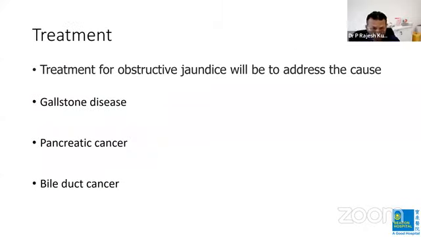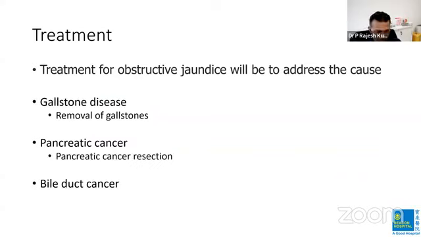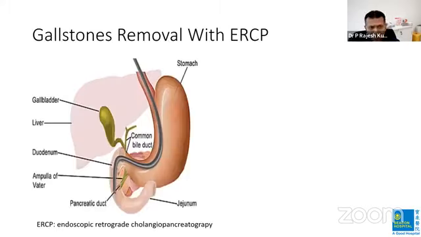So next, how do we treat these conditions that lead to jaundice? The fundamental principle of treatment is to remove the underlying cause. If it's a gallstone, remove the stones. If it's a pancreatic cancer, resect the cancer. If it's a bile duct cancer, you resect the cancer. It sounds simple, but it's not as simple as that. Okay, now let's talk about removing stones with ERCP.